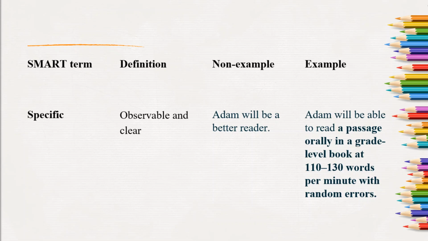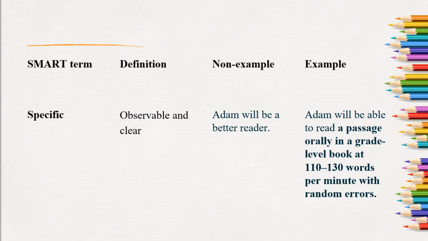So going over SMART goals is really important. They're especially used for writing goals in IEPs or individualized education plans. The first part of the SMART term is specific. So this term right here. So specific refers to being observable and clear.